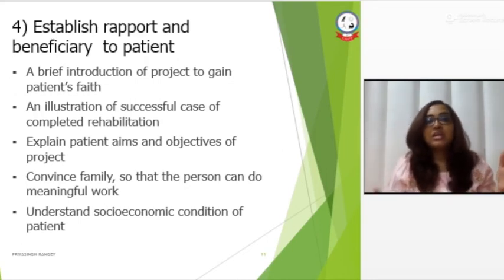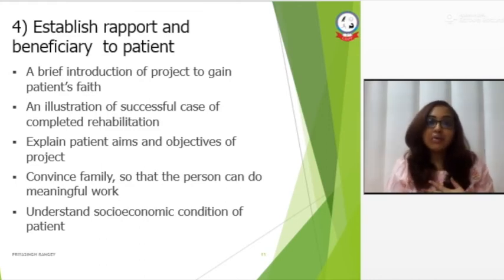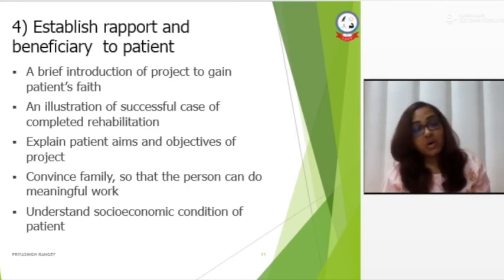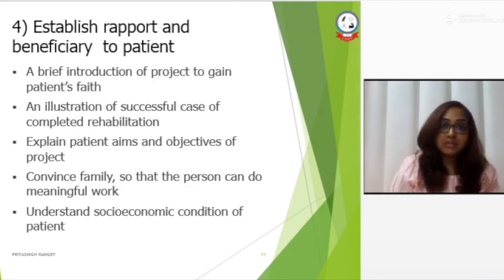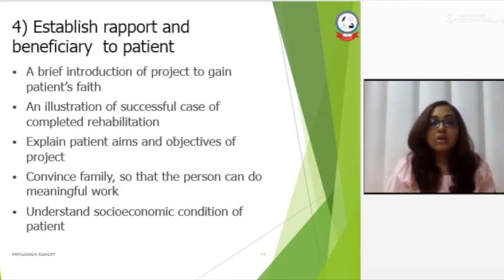We need to give an illustration of a completed rehabilitation case so that the patient understands that if I undergo rehabilitation, what benefits am I going to get, in what manner is this rehabilitation service going to be helpful for me, whether it is going to be helpful or not, am I going to be benefited by this or not. We need to explain to the patient the aims and objectives of the project, the extension service that we are providing.